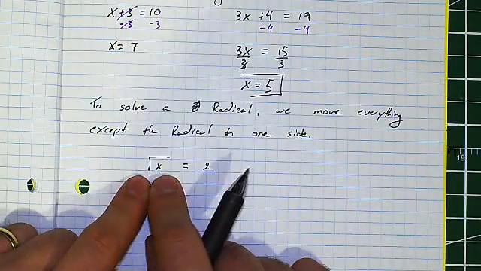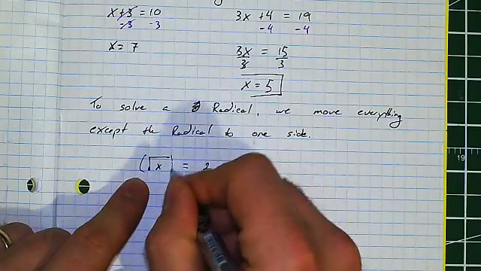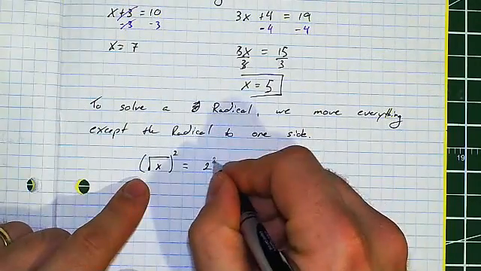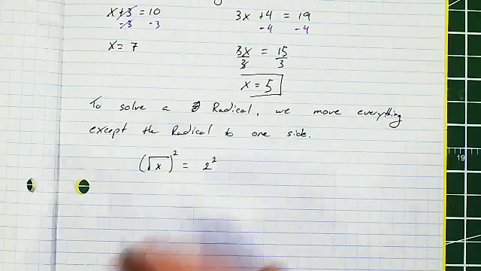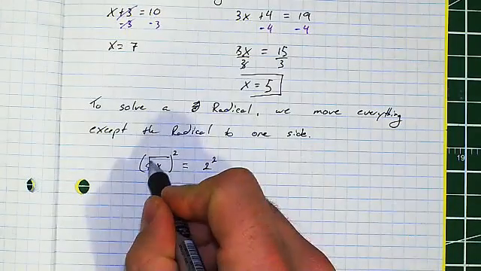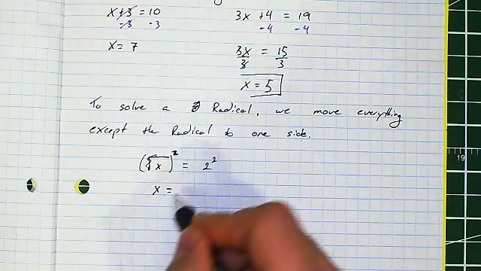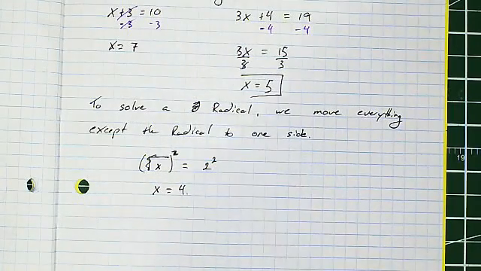The way we get rid of a square root is we square everything. Again, whatever I do to my one side, I have to do to the other side. Like so. The square root of something squared, this will cancel out, and we'll be left with x equals 2 squared, which would be 4.